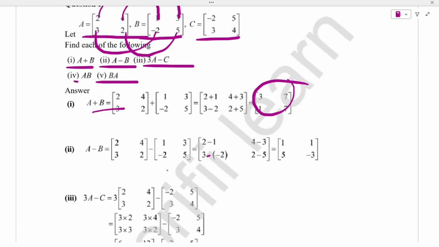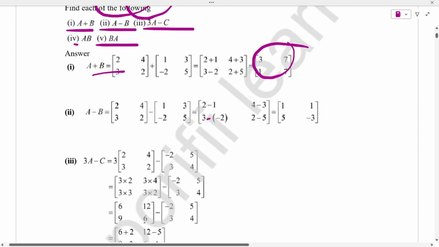And 3A minus C has been given. Now for 3A we have to multiply the whole matrix A by 3. That means 2 into 3, 3 into 4, 3 into 3, 3 into 2. Then do the subtraction the same way: 6 minus 2, 12 minus 5, 9 minus 3 and 6 minus 4.